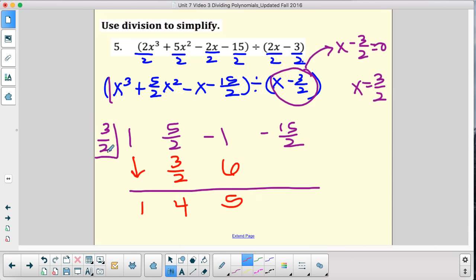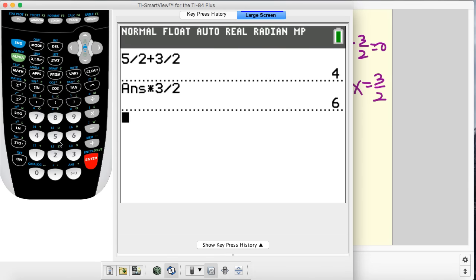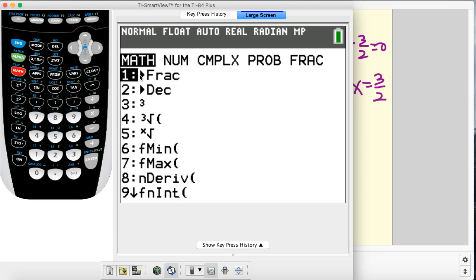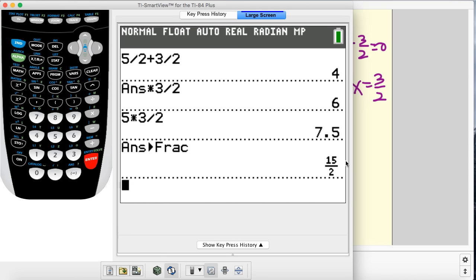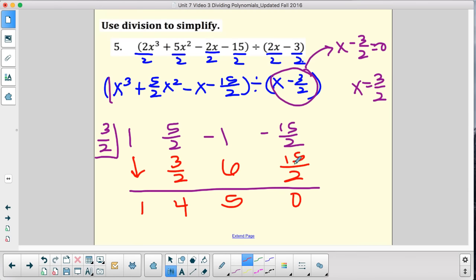Then I would take 3 over 2 times 5. 3 times 5 is 15, so it's 15 over 2. I see these are exactly the same, so they will cancel, so I'm left with 0. But same thing, if you didn't know, you could take 5 times 3 divided by 2 on your calculator. And you're probably going to get a decimal, which is fine. But the fractions I think are nicer. You can go math, frac, which is number 1. Hit enter. And there it is, 15 over 2. And that's what I wrote down here.